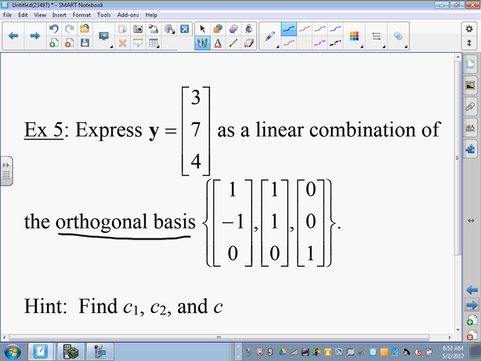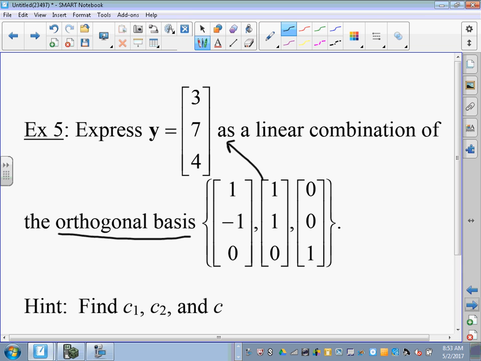So some of you said that even if it weren't orthogonal, how do you express a vector as a linear combination of others? What are we going to do? Right. We're going to row reduce that. We could do that, right?